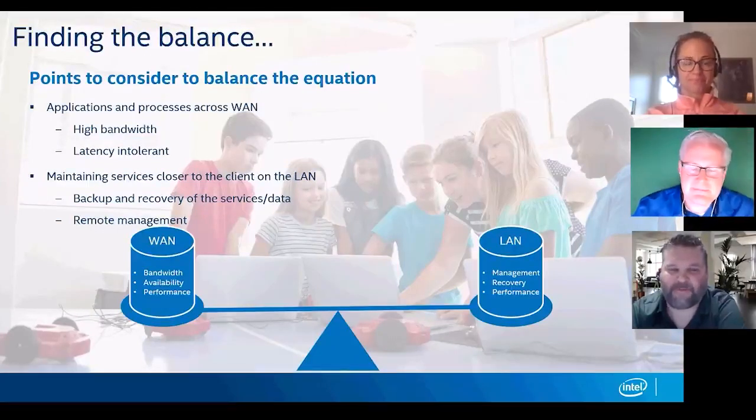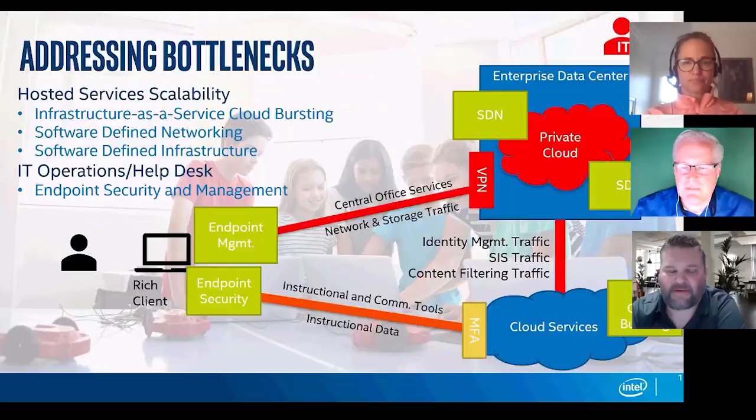That's exactly right. Yep. So what can Intel do to help with addressing the bottlenecks that we've kind of identified in this new virtual classroom, this virtual school district concept?